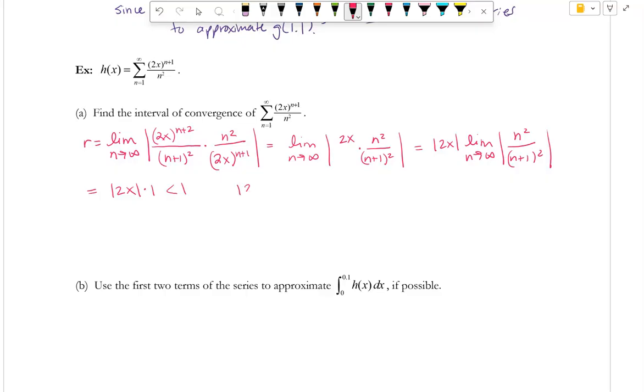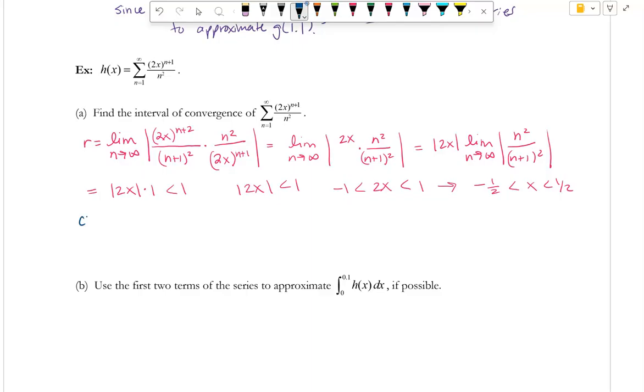So if the absolute value of 2x has to be less than 1, I could drop my absolute value by saying 2x can be less than 1, but greater than -1. And then I could divide both sides by 2 to get x by itself. So -1/2 is less than x is less than 1/2. But I still must check my endpoints.